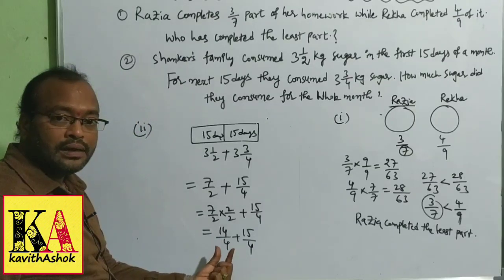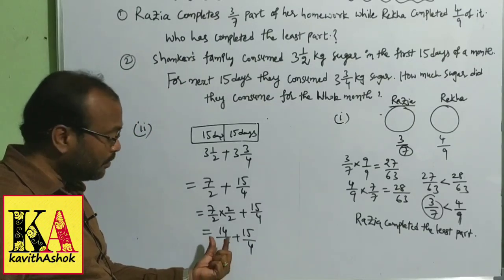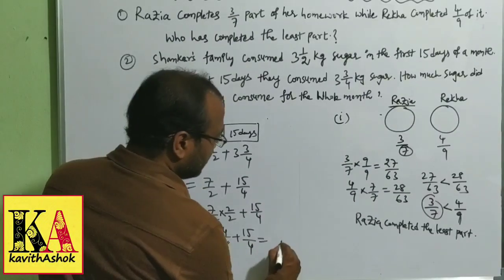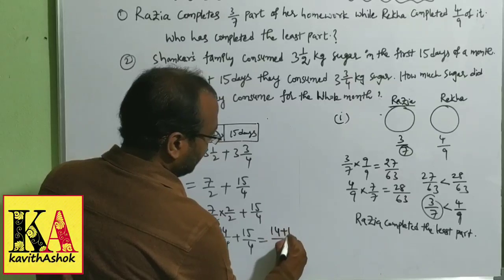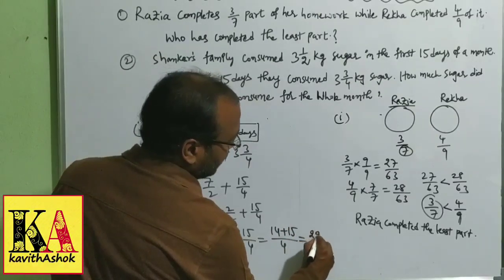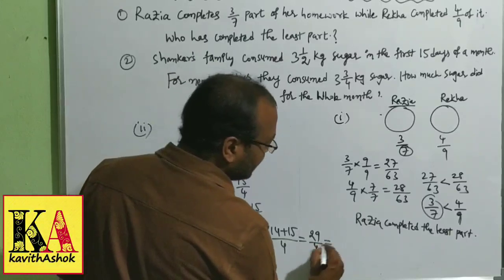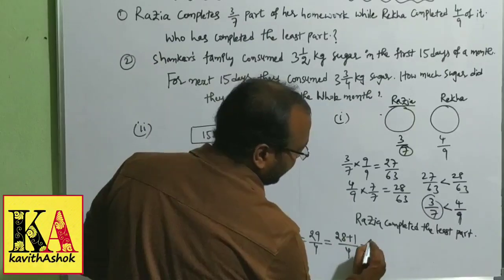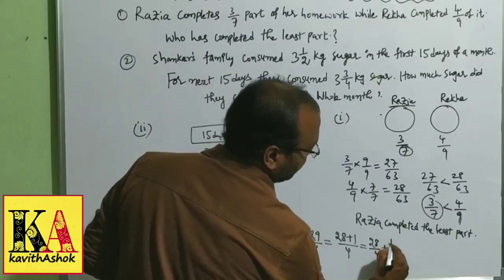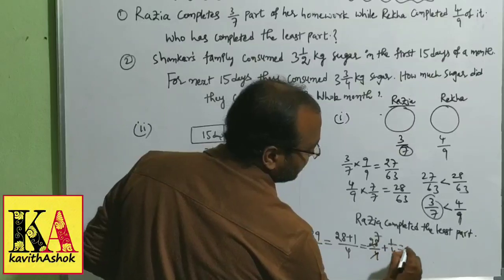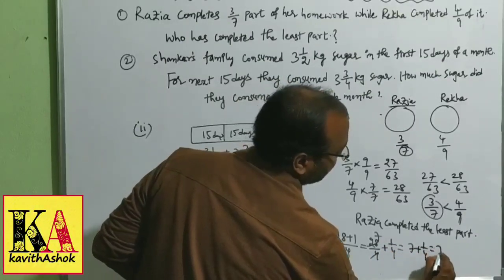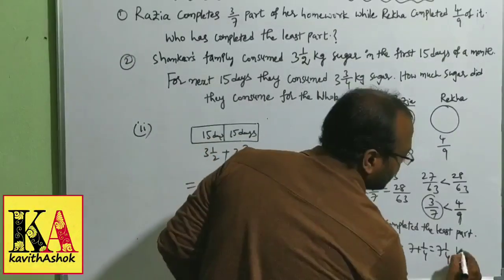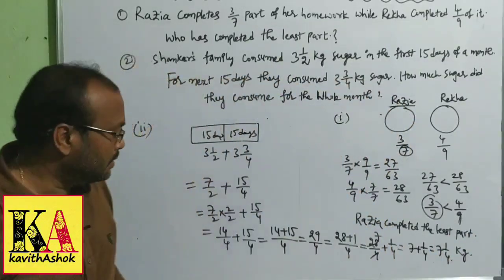Now these two will become like fractions. So 14 plus 15 over 4 is 29 by 4. We can write this as 4 7s are 28, so 28 plus 1 by 4. 28 by 4 as one part plus 1 by 4 as another part. 4 1s are 4, 4 7s are 28. 7 plus 1 by 4. This is simply 7 1/4. So they consumed 7 1/4 kg of sugar in the whole month.